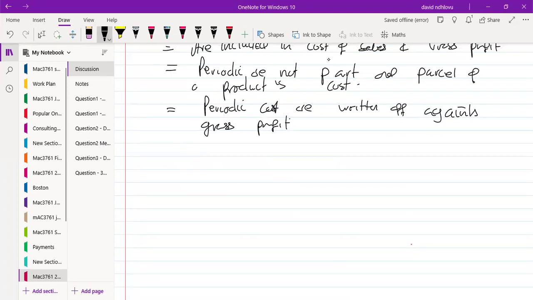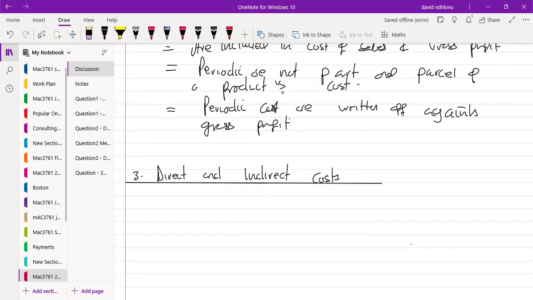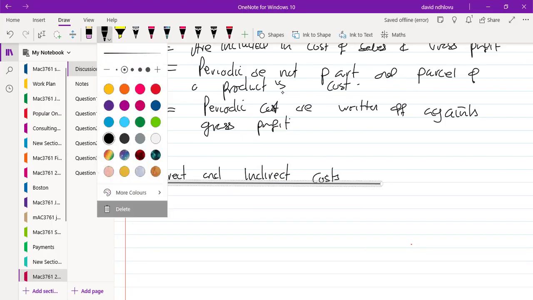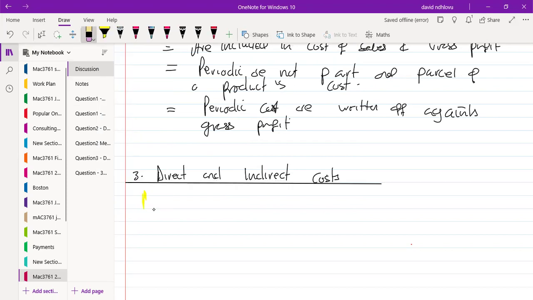Let's look at classification according to direct and indirect costs. So this is another classification that we have. Cost can be subdivided into direct costs and indirect costs. All right, let's look at what we call direct costs.